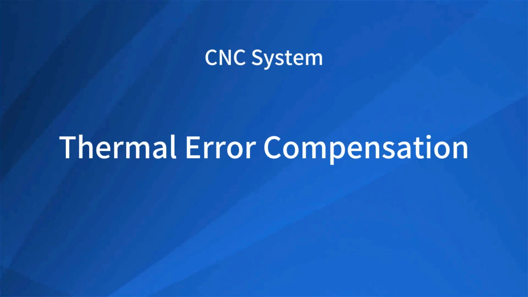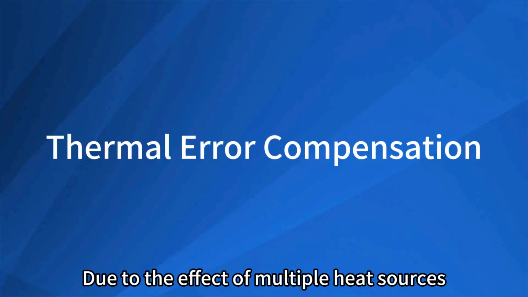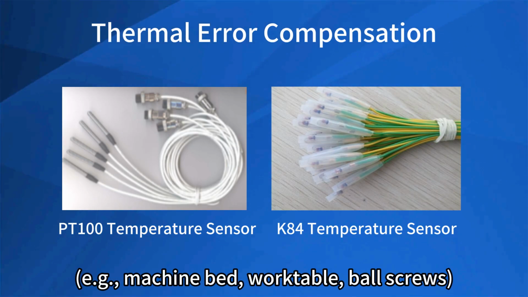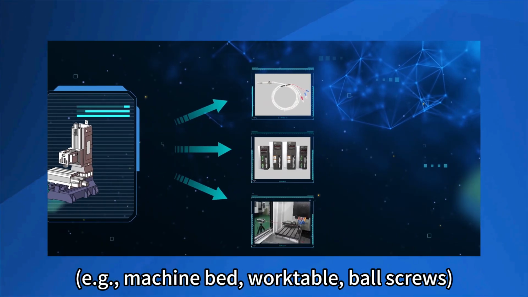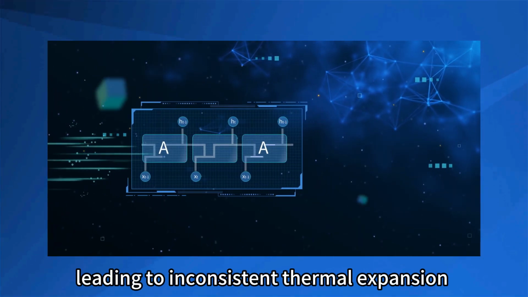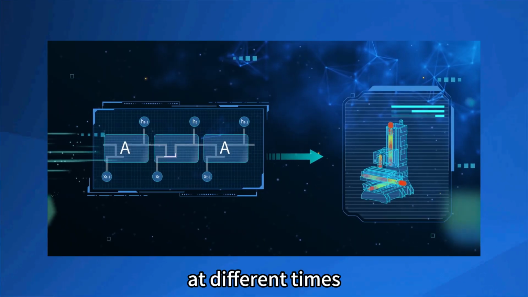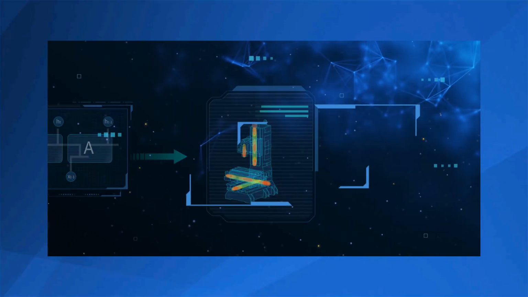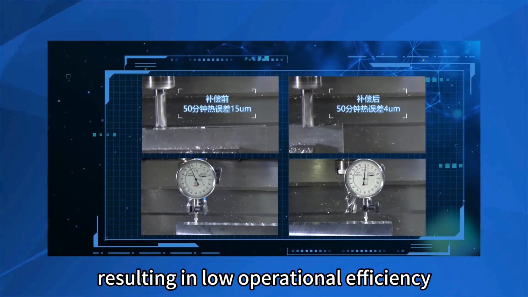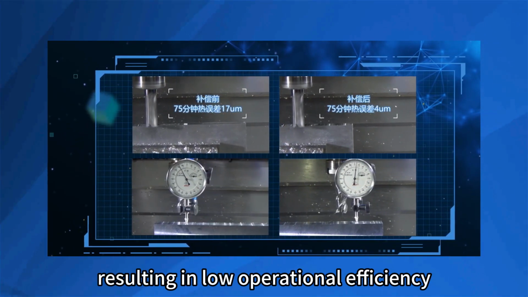Thermal error compensation. Due to the effect of multiple heat sources during machine operation, structural parts, for example, machine bed, worktable, ball screws, have a relative displacement, leading to inconsistent thermal expansion at different times. Traditionally, long test runs are required to stabilize machining accuracy, resulting in low operational efficiency.